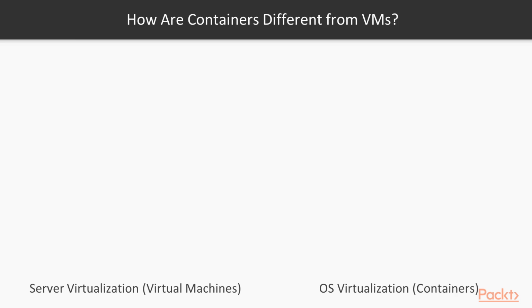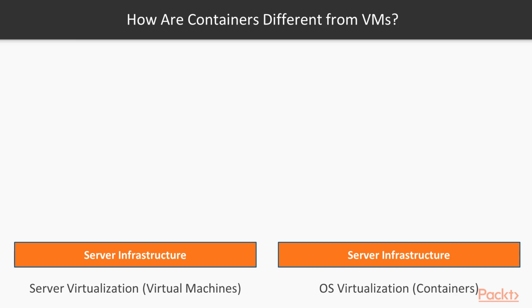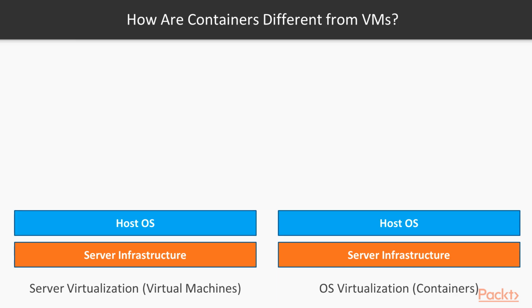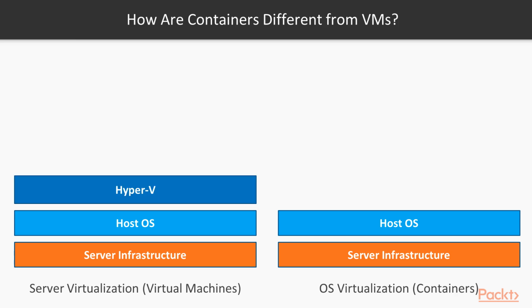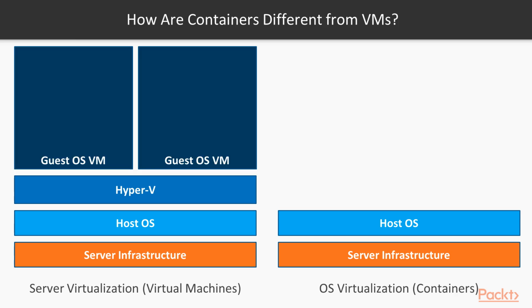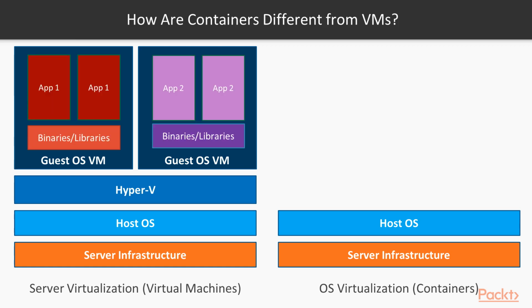So how is that different from virtual machines? In a virtual machine, you have server infrastructure, just like you would with containers, on top of which there's a host operating system, just like containers. But then you have a hypervisor, in our case Hyper-V, that goes on top of the operating system. In Hyper-V, you deploy guest OS VMs or guest VMs. Each one has an operating system that may or may not be the same as the host operating system. We've seen, for instance, Linux and Windows 10 VMs on a Windows Server host OS. And in these guest OS VMs, you have your binaries, libraries, and applications.